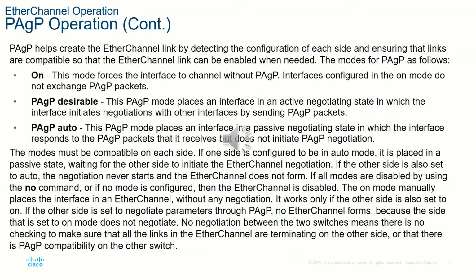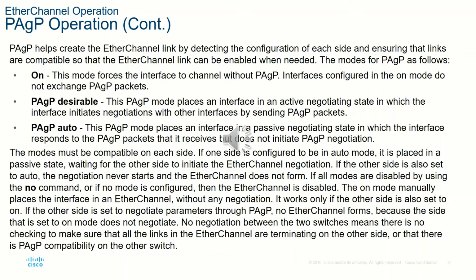I hope you are clear about these three modes: on mode, PAgP desirable mode, and PAgP auto mode. The modes must be compatible on each side when you configure. For example, let us consider you are configuring the on mode on both ends of the switches. Assume that we have two switches, switch A and switch B. In both switches you are configuring the mode as on. What is on mode? That means you are manually creating the EtherChannel. So on both ends, if you configure the on mode, the EtherChannel will be created manually. No issue at all. Now we go to the second mode, PAgP desirable mode.